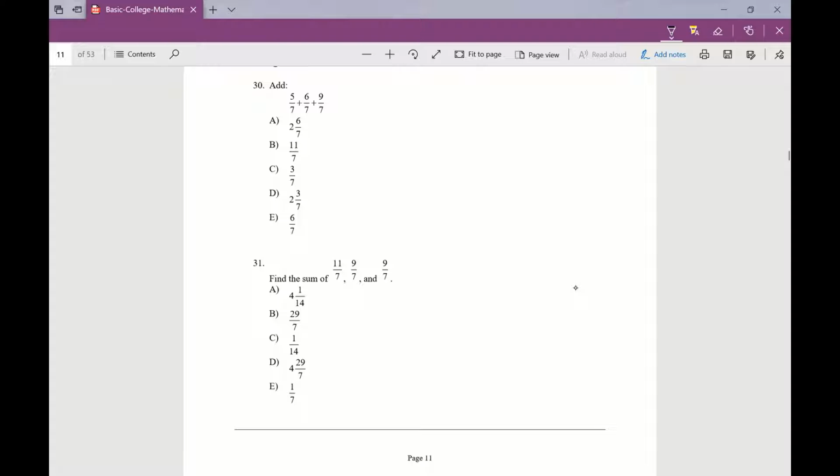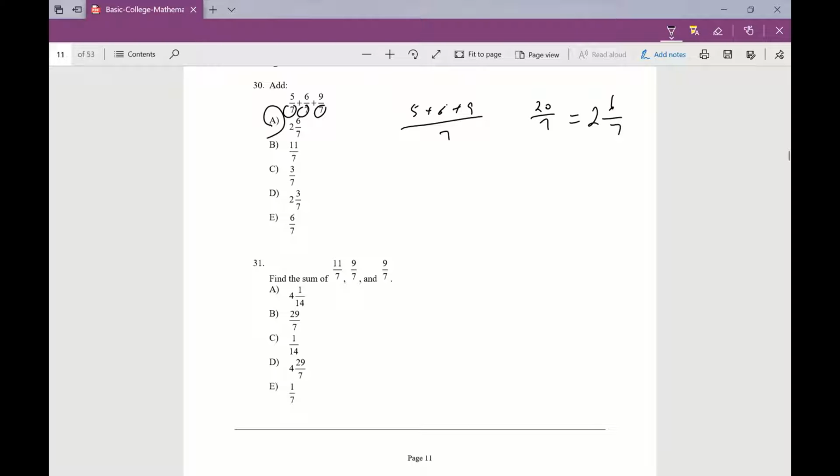Same thing. Because I have the same denominator of 7, 7, and 7, all I have to do is add up the numerator of 5, 6, and 9 over the same denominator of 7. In this case, this will be 5 plus 6 is 11, 11 plus 9 is 20. That will equal to 2 and 6 over 7, which is A.